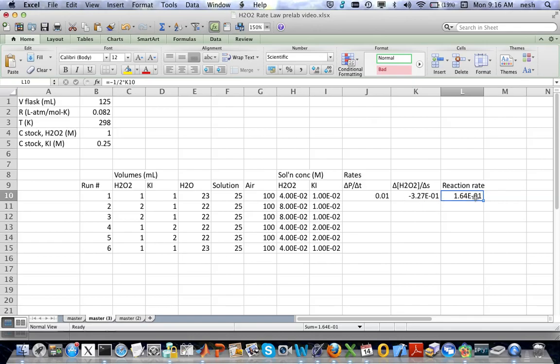These are the numbers that we're asking you to get. We also want you to be able to get them for any of these other rows, because for your other runs, you'll want to get a reaction rate. But that's going to be easy because we've set this all up so that you can do things like a fill down, go down here if you remember, and drag down.